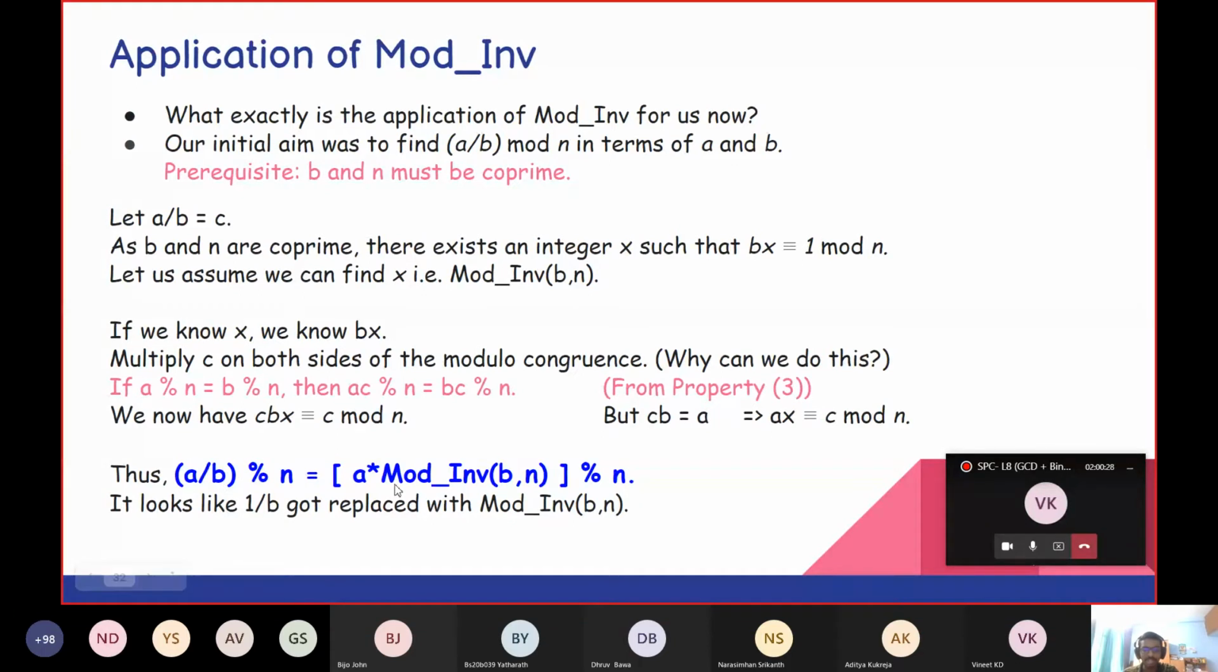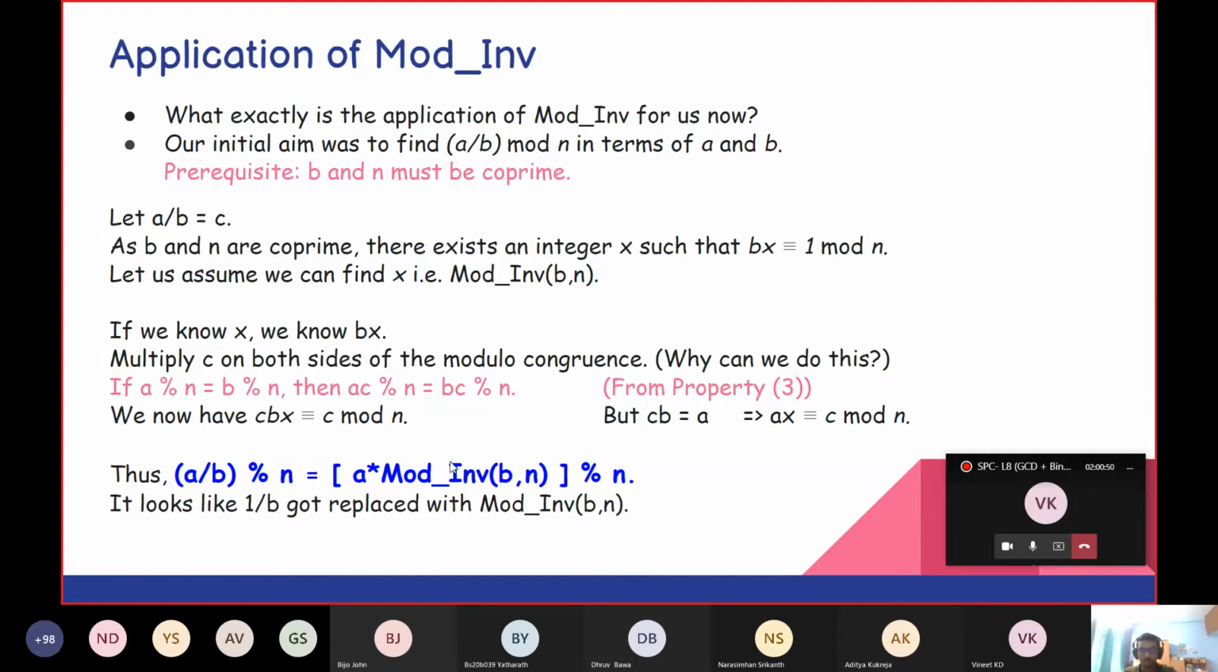And 1 by B percentage n will be this term, the mod inverse of B comma n. It will be this magic number that a genie has given us by computing, right? So for A by B percentage n, now I have a method without doing this division. If I know this mod inverse value for B and n, I can just multiply it with A and take the remainder with n. So far, do you guys have any doubts?